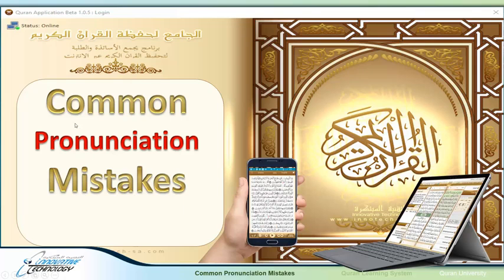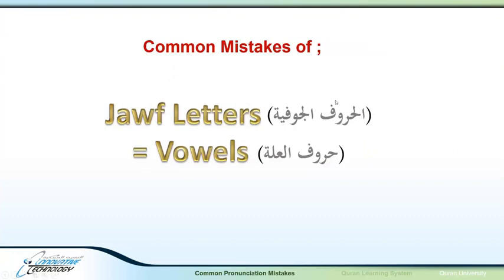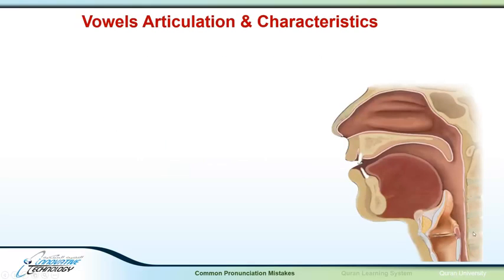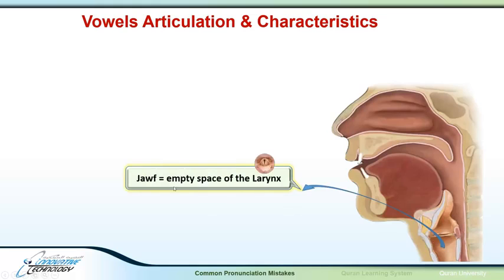And now, after that quick revision of the articulation and characteristics of the letters, we can now take each category of letters and discuss the common pronunciation mistakes related to each letter within that category. We'll start first with the al-huruf al-jawfiyya, jawf letters or the vowels. Articulation of the jawf letters comes from the larynx, and jawf means the empty space, either of the larynx, or, as some people in the early days used to say, the empty space of the mouth.